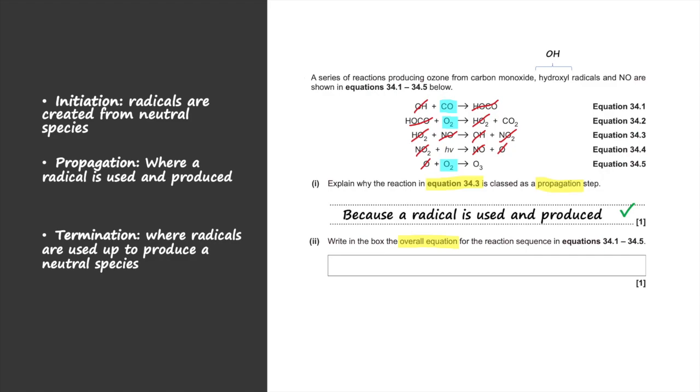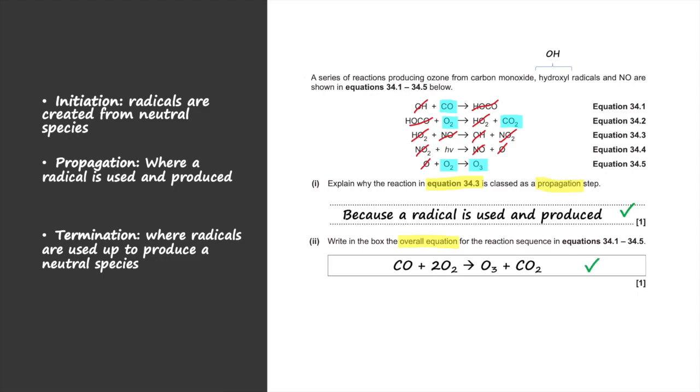So we can add these species to the reactant side of our overall equation. Now, let's look at the product side. We have 1 carbon dioxide molecule as well as 1 O3 molecule, which is ozone. So we can add this to the product side of the overall equation, which gives you an overall equation of carbon monoxide plus 2 molecules of oxygen going to ozone plus CO2. And this would give you 1 mark.